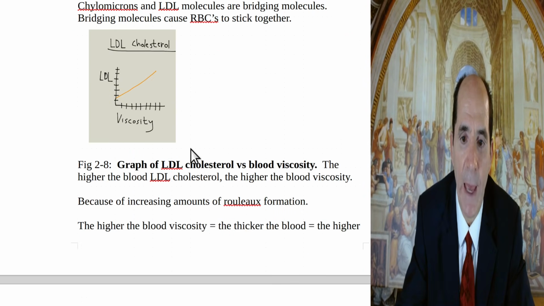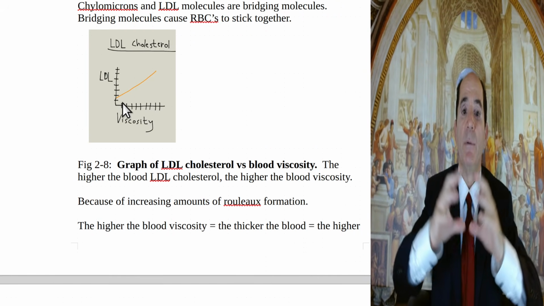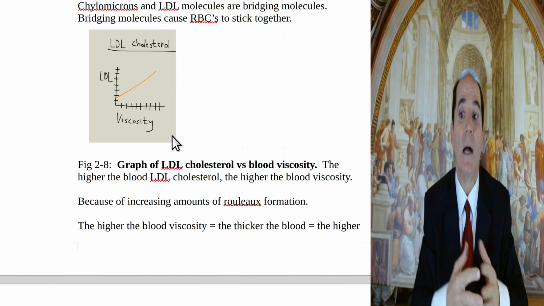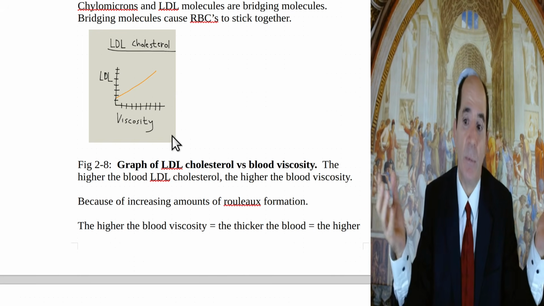Here's just showing that LDL cholesterol is positively charged and it overcomes the zeta potential. So the higher the LDL cholesterol, the higher the blood viscosity. That's why lowering LDL cholesterol lowers your risk of atherosclerosis, because it lowers the tendency of the blood to clot.